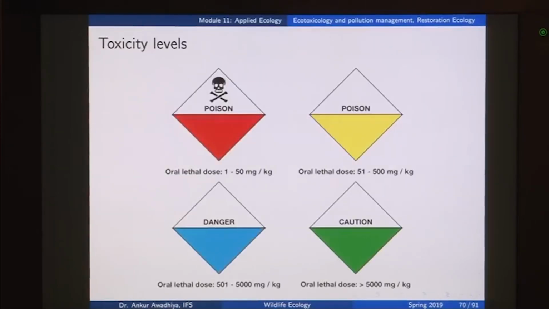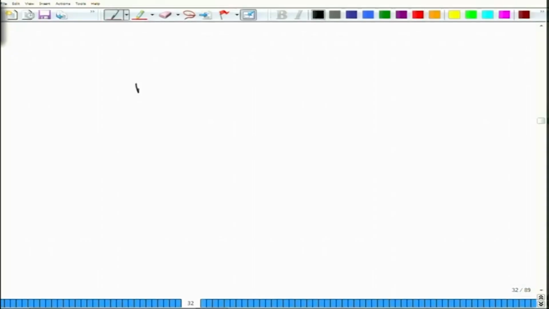Now, based on the levels of toxicity, a toxin can be classified into these 4 categories. You could have some that are extremely poisonous. In that case the oral lethal dose is 1 to 50 milligrams per kg. When we talk about toxicology, or the amounts of toxic chemicals that are required to kill an organism, we generally refer to it as milligrams per kg body weight.